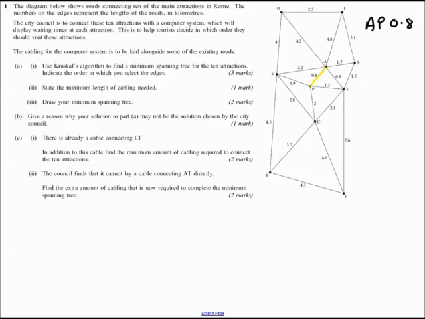Next one would be A to T, which is 0.9. The next would be T to P, which is 1.2. However, that would form a cycle, so we don't use that. So we look at the next shortest one, which is T to S, which is 1.5. Next up is P to V at 1.9.